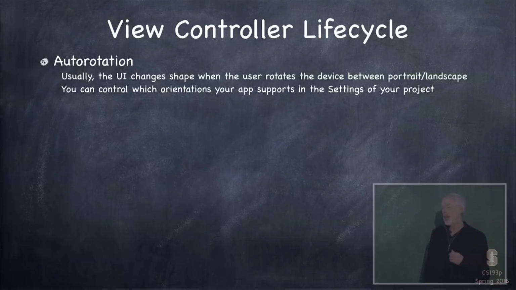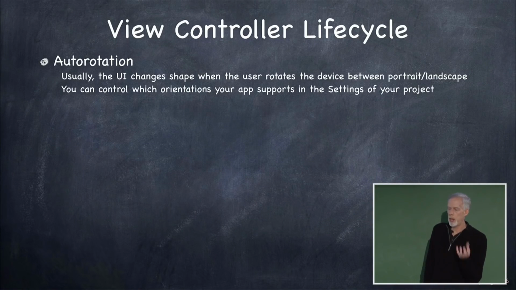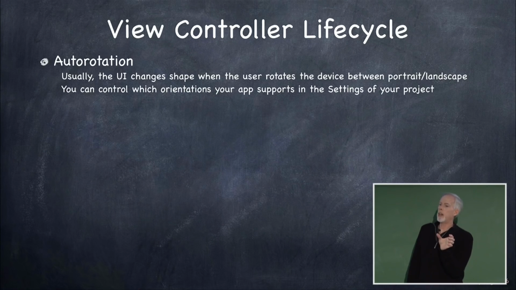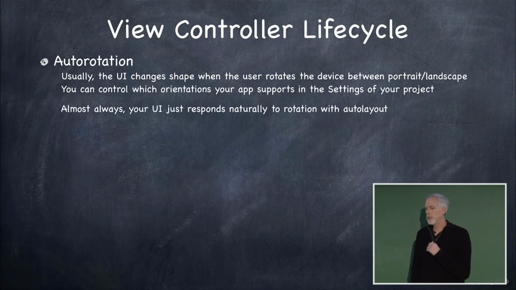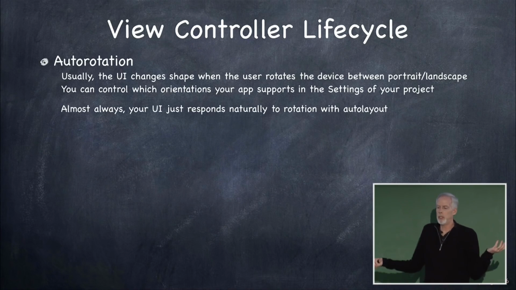Okay, so auto rotation. Auto rotation is when you turn your phone from landscape to portrait and it automatically changes your bounds to be tall and skinny, and then wide and short. So auto rotation is usually just a bounds change, so you're just dealing with it in view did layout subviews, or more likely, you just have constraints, and the constraints just work. So there's really nothing to do.